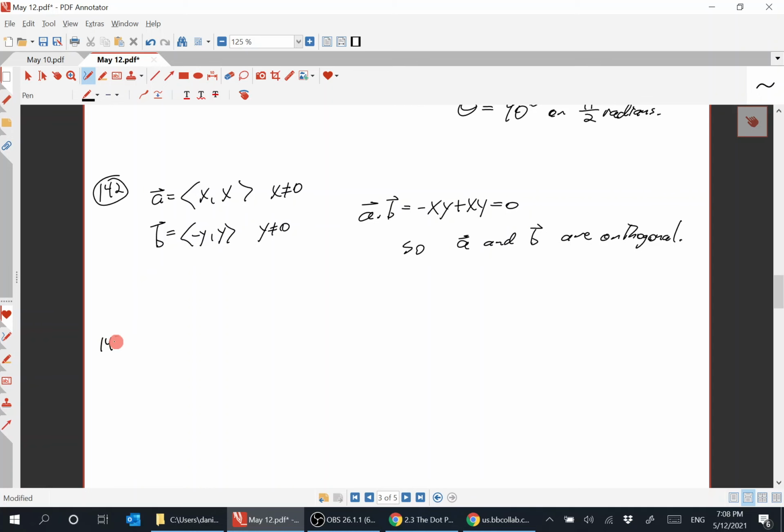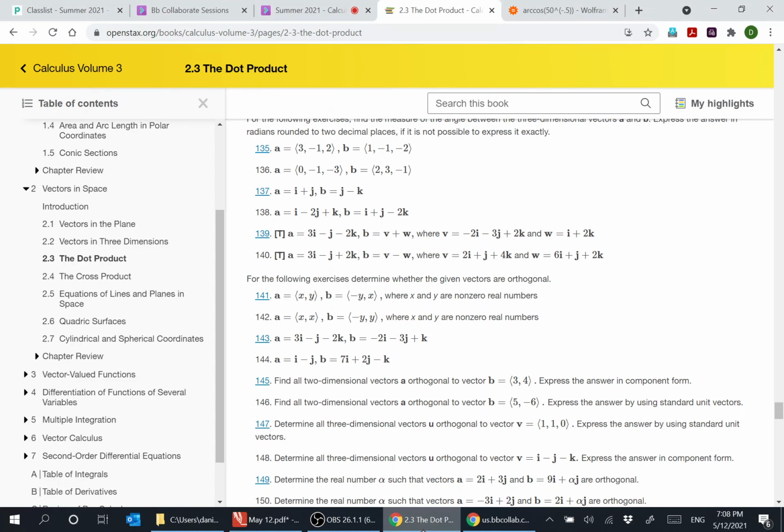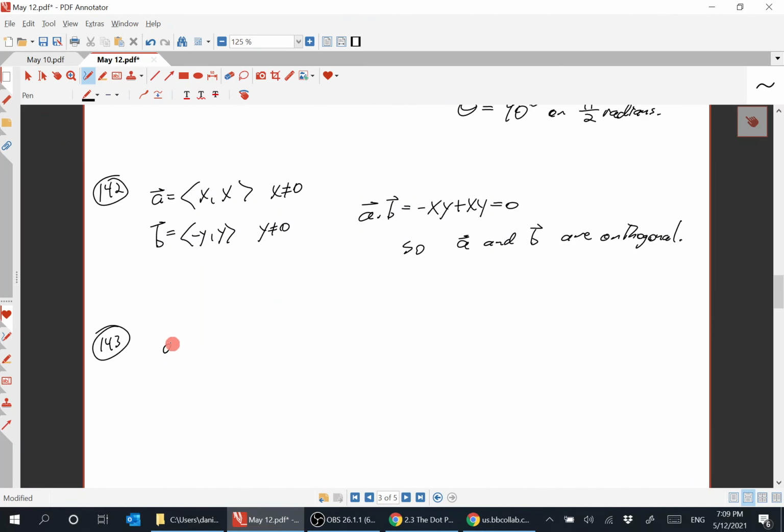So 143, same kind of thing here. You've got 2 vectors in 3 dimensions: (3, -1, -2) and (-2, -3, 1). So A dot B is equal to minus 6 plus 3 minus 2, which is 1. So A and B are not orthogonal.